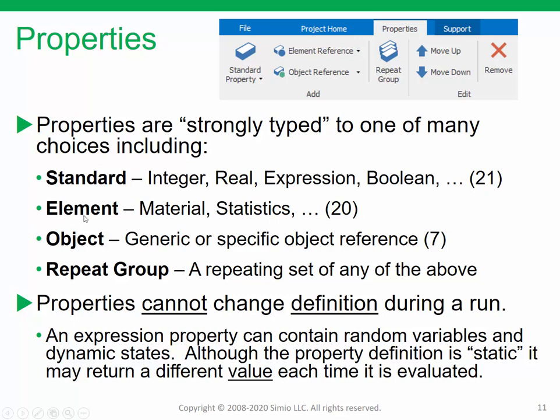We talked about elements in the previous video in this module. A property can be an object, and it can either be a generic object or a specific object. I can give it a specific object type or just the generic object reference. It can also be something called a repeat group, which allows me to have sets of any of the above combined together into a single group.